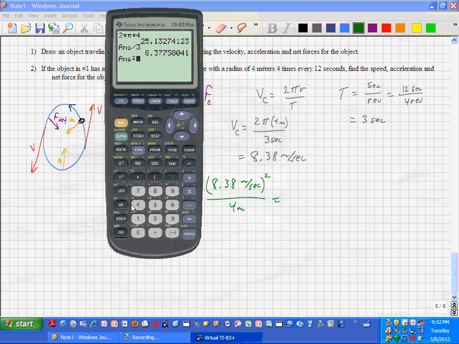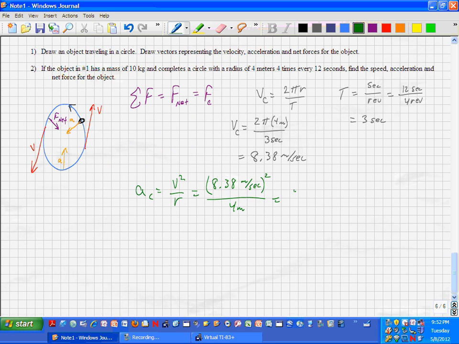We're going to square that, and then we're going to divide that by 4. So that's 17.5. 17.5. That would be meters per second squared.